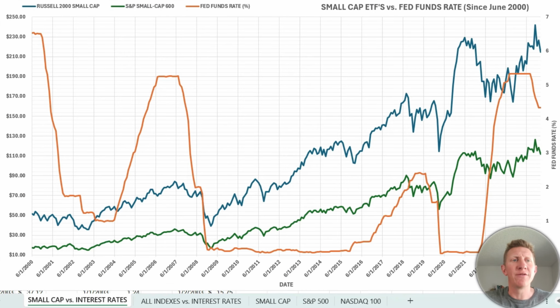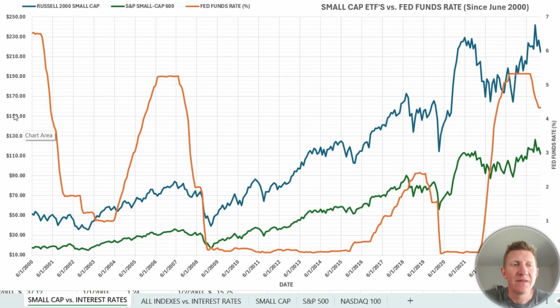Here's what we're looking at right now. We've got small cap ETFs, both the Russell 2000 in blue and the S&P 600 in green, and then we've also got the federal funds rate during this time, which is in orange. And what we notice is going back to June of 2000 all the way through the present time, this is the price per share of the ETF, and then over here we've got the actual federal funds rate. Okay, so the orange line is tied to this axis right here, and the blue and the green lines are tied to this one over here on the left.